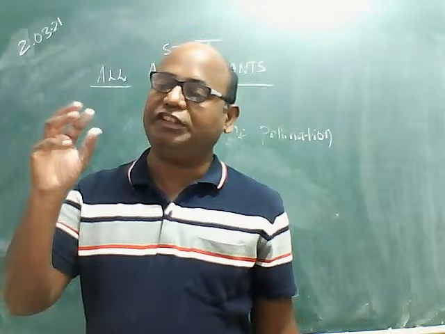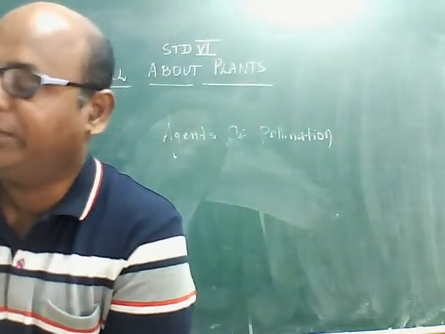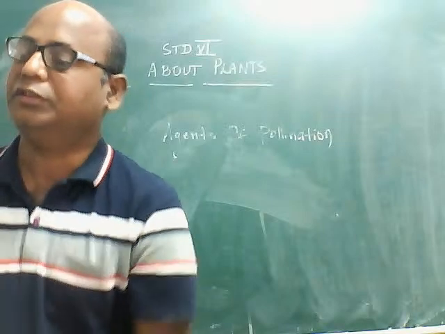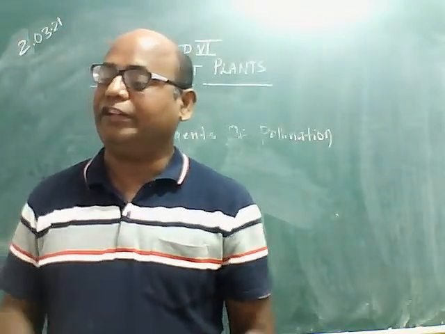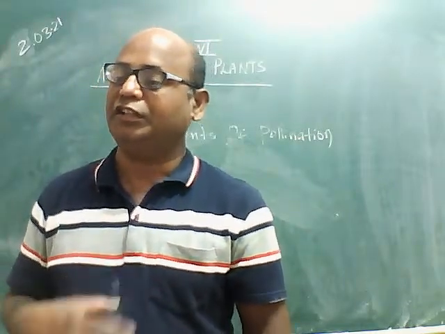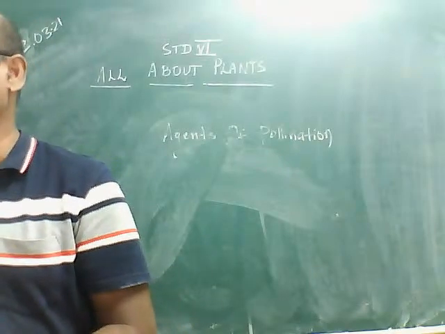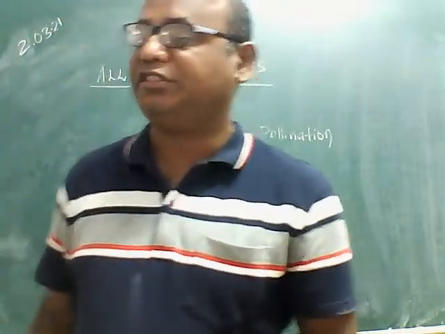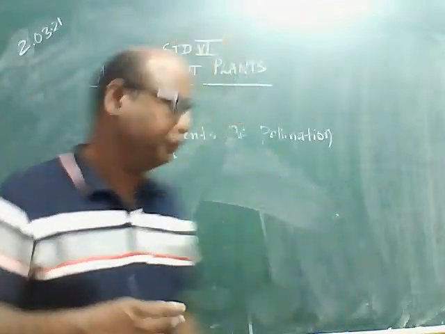You already studied the structure of the seed: plumule, radicle, seed cotyledons. We already studied. When the seed gets the proper environmental conditions, it grows into a small plant known as a seedling. This is how the cycle continues.